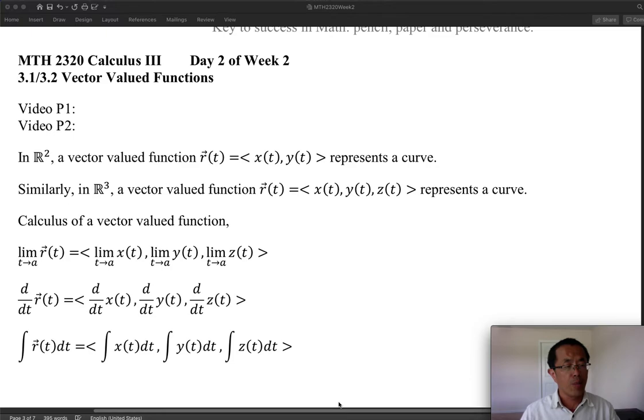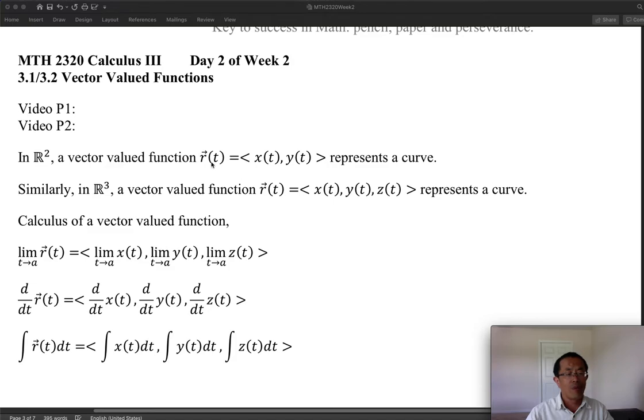This time we are moving to Chapter 3. The first two sections of Chapter 3 cover vector-valued functions. What is a vector-valued function? Well, when we have a function with one single variable, it's taking two values, and those two values form a vector. That is a vector-valued function.